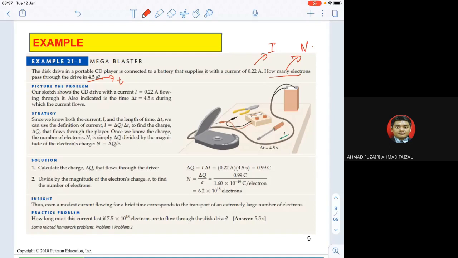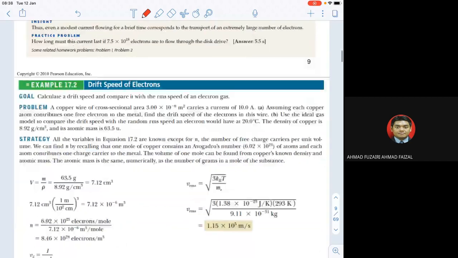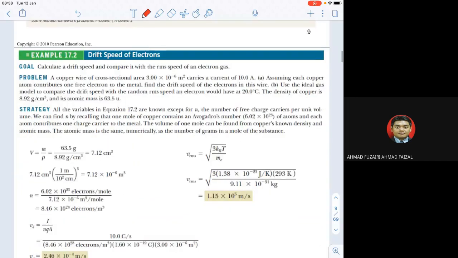Remember I equals nq over t. You have I, you have t, and you also have q, so you can find n. In this question, they replace q with e. It doesn't matter, as long as you understand that q or e is just the magnitude of the electron charge, which is 1.6 times 10 to the power of negative 19 coulomb. Right, let's look at another example.